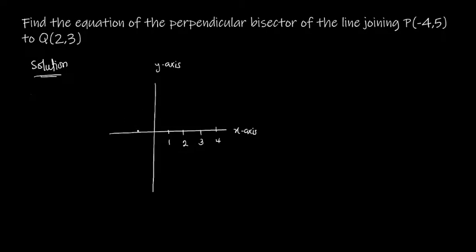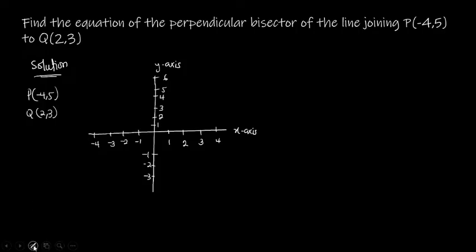So I have over here negative 1, negative 2, negative 3. If I extend this a little, negative 4. I have over here 1, 2, 3, 4, 5, 6. Over here negative 1, negative 2, negative 3, etc. Alright, so I have the points P with coordinate (-4, 5) and Q (2, 3). So let me go ahead and plot that on my graph.